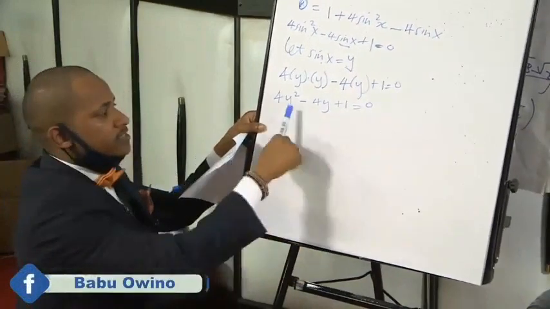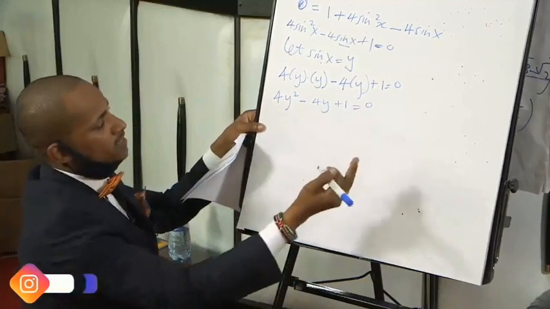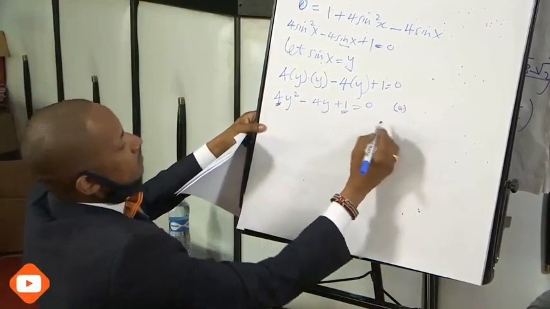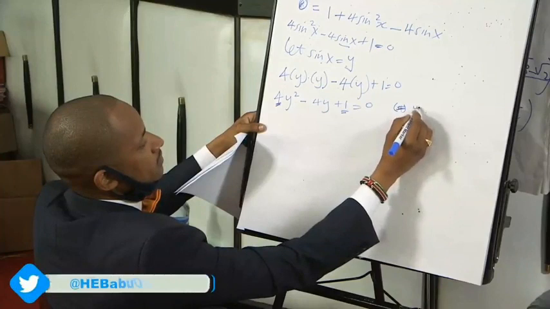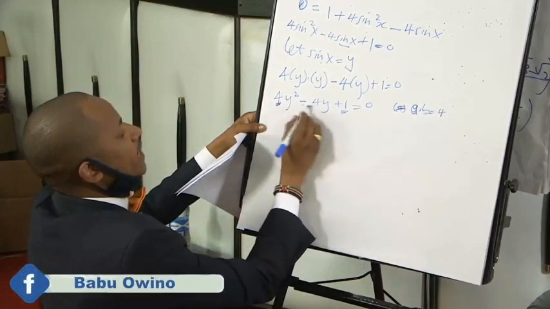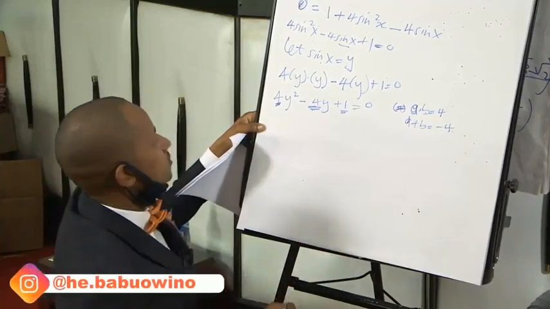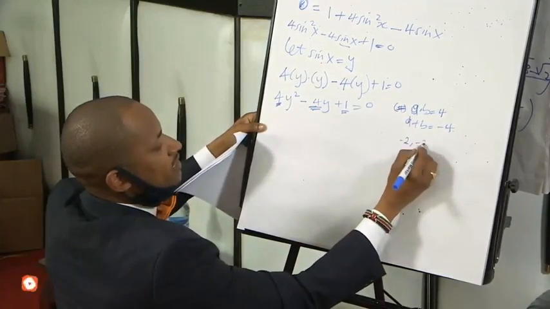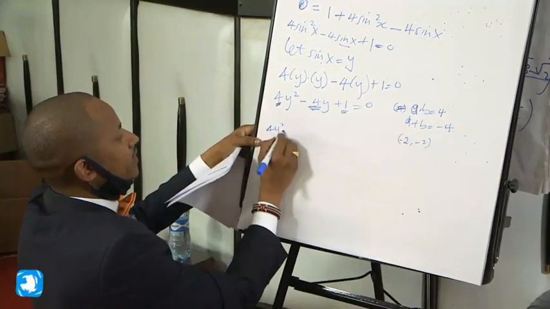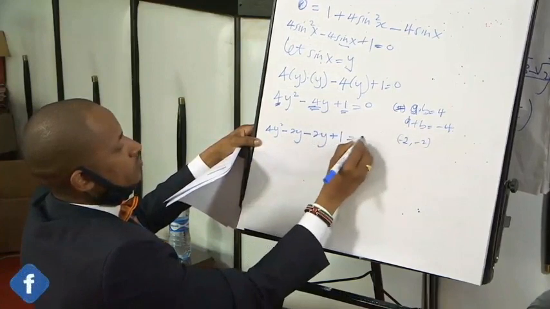Now, this is a quadratic equation. We just factorize this. So look for two numbers again. When you multiply them, it gives you 4 times 1, which is 4. Let's say a times b gives you 4, and when you add them, it gives you negative 4. So the two numbers here are negative 2 and negative 2. Therefore, when you factorize this, it becomes 4y squared minus 2y minus 2y plus 1 equals 0.